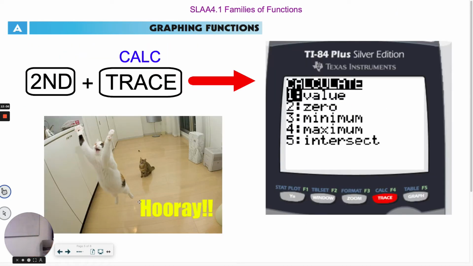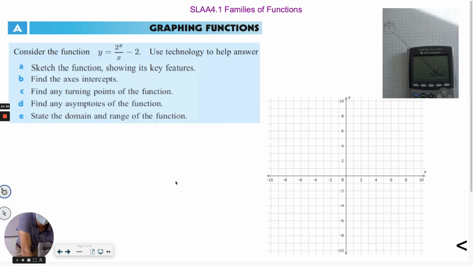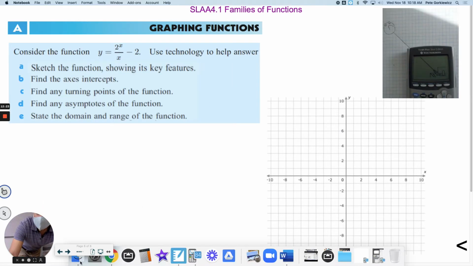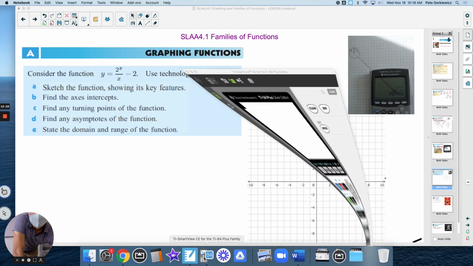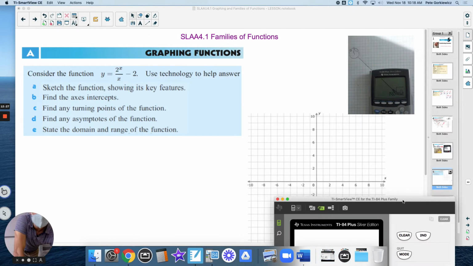The good news is that for many of these things, it's very calculator heavy. Often you can just throw a value into your calculator and it'll spit out a number for you. So grab your calculators and let's try one of these together.